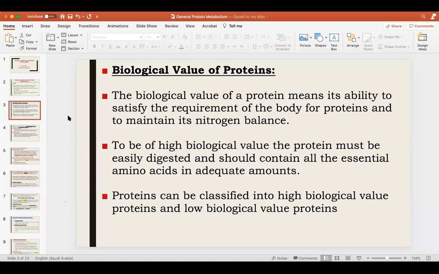To be of high biological value, the protein must be easily digested and absorbed, and must contain all the essential amino acids. We are going to define what is essential amino acid. Essential amino acids cannot be synthesized in our body. They must be supplied in our diet. The body cannot make them. Proteins are classified into high biological value and low biological value proteins.